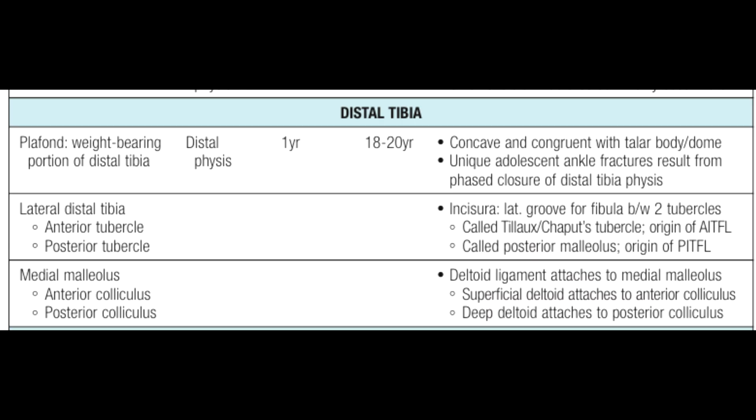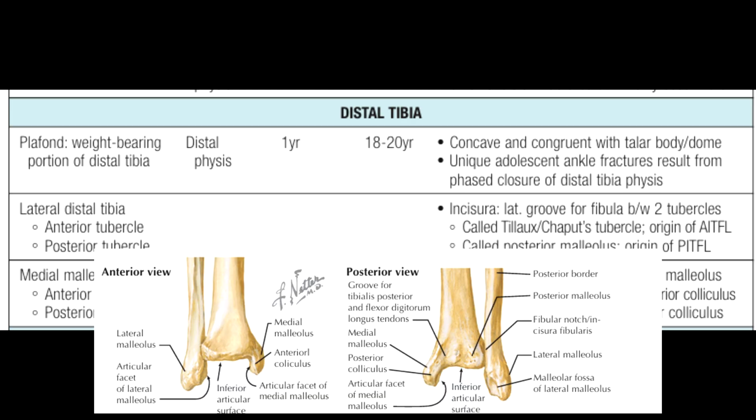For the distal tibia, the weight-bearing portion known as the plafond begins ossifying around 1 year of age and fuses between 18 and 20 years. This concave surface is congruent with the talar dome and critical for ankle stability. Unique fractures of the distal tibia are seen in adolescence due to the asymmetric closure of the physis.